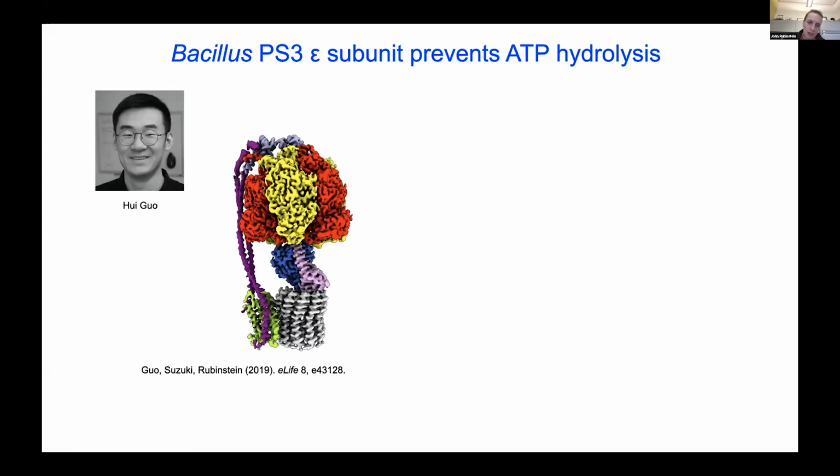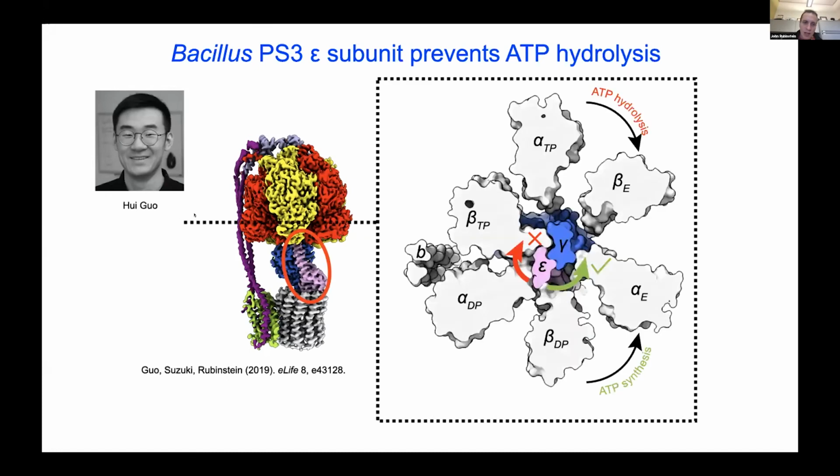So in Bacillus PS3, we could see that there was this mauve subunit that extends up into the catalytic region, and this subunit is known to prevent ATP hydrolysis in the absence of proton motive force. In Bacillus PS3, you can look at a cross-section through the catalytic region, and you can see this subunit is positioned so that if the rotor were to try to turn in the direction of ATP hydrolysis, that subunit would be blocked, but in the direction of ATP synthesis, it could turn freely. That induces a conformational change and opens up the catalytic region for further rotation in the synthesis direction.